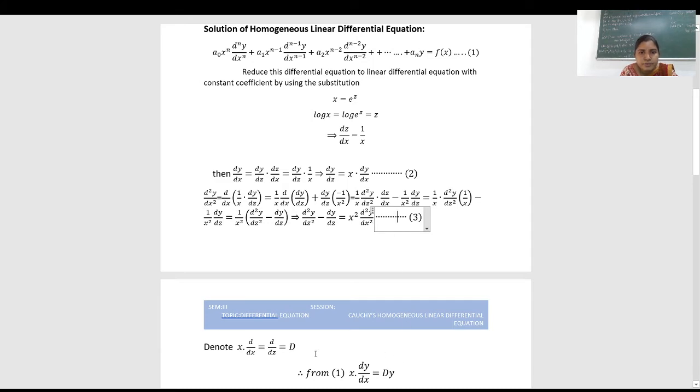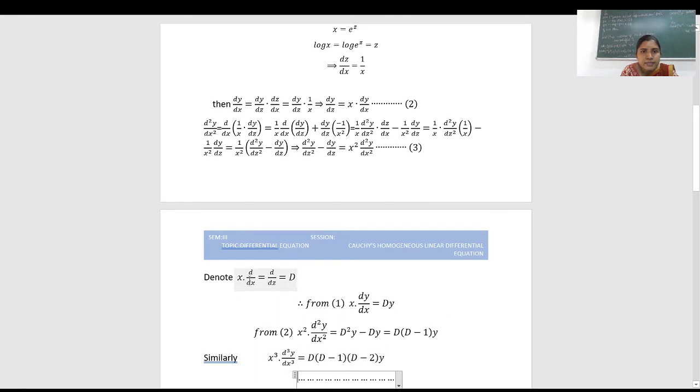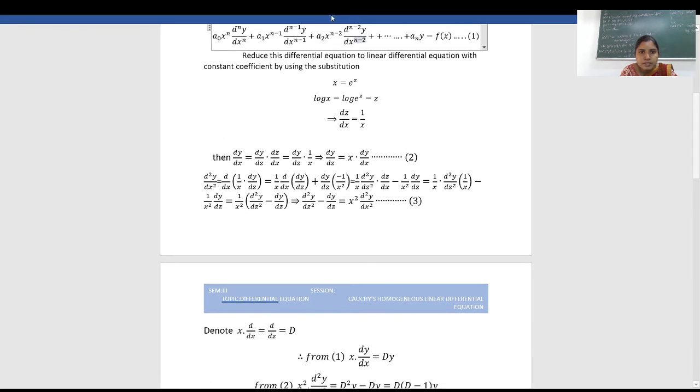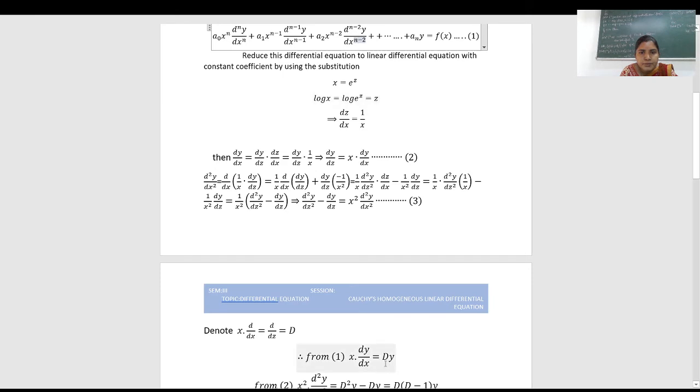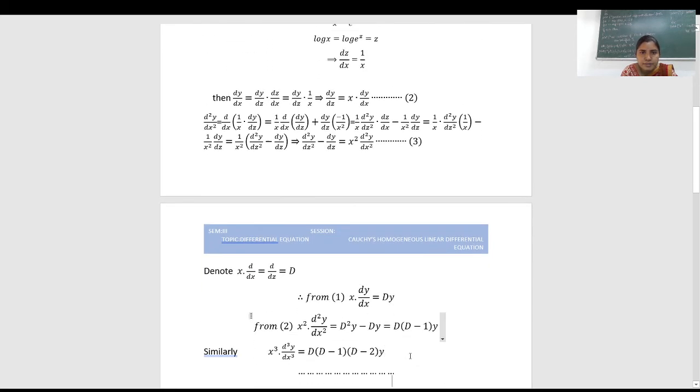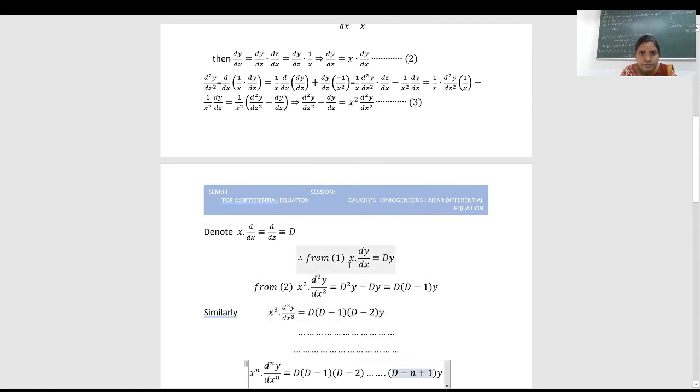Next, look here, we denote x d/dx = d/dz, and we denote that as capital D. Therefore, from equation 2, x dy/dx = Dy. Next, from equation 3, x² d²y/dx² = D²y minus Dy.